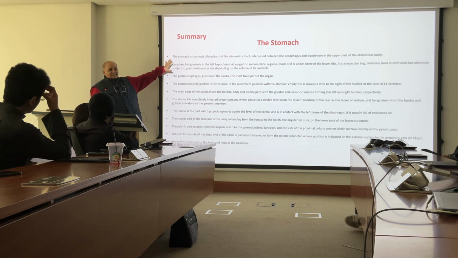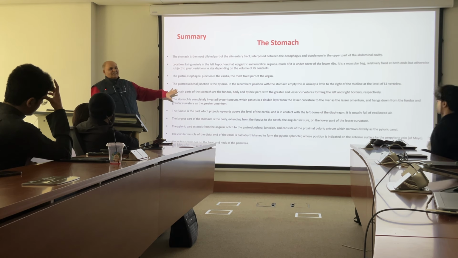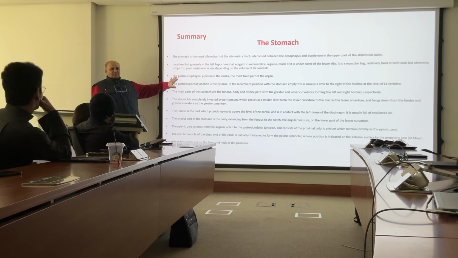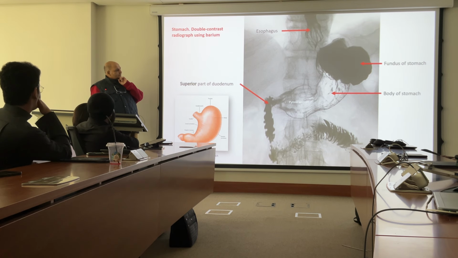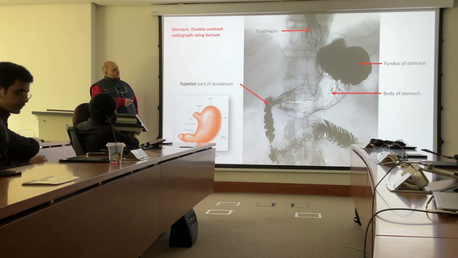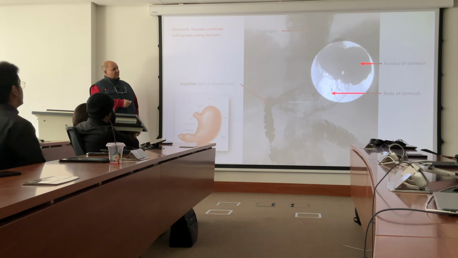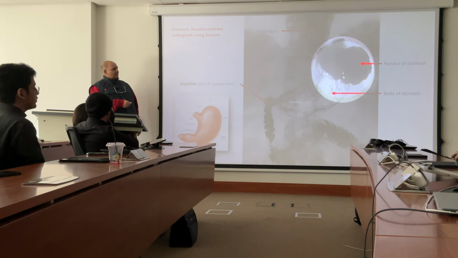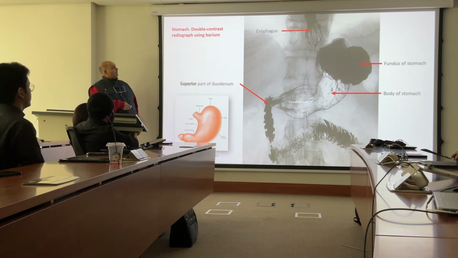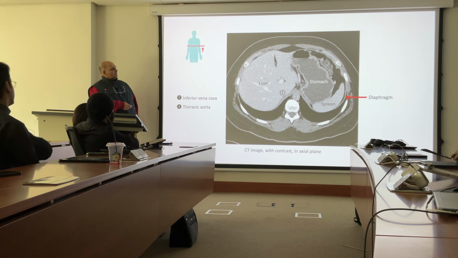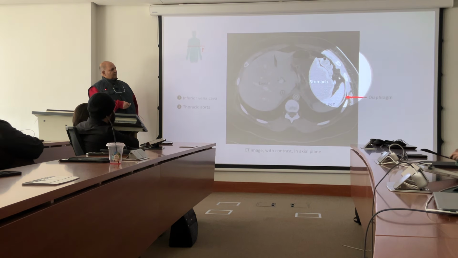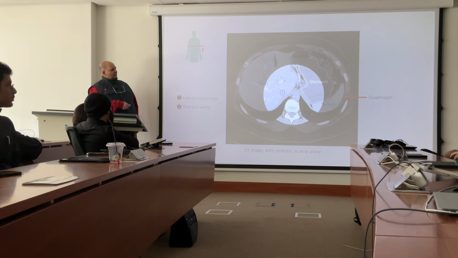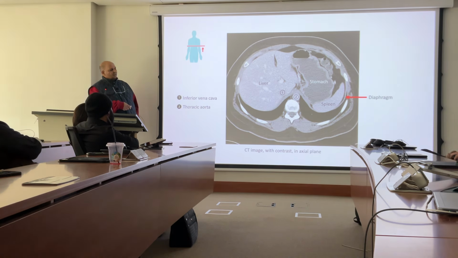Anyway, guys, this slide is worth an Anki. It has everything. Are we clear? Now we have put in double contrast, air and barium, and then we can see the different parts of the stomach. We call it barium meal. In a CT scan, you can see the liver, the stomach, the aorta and the inferior vena cava. Are we clear?